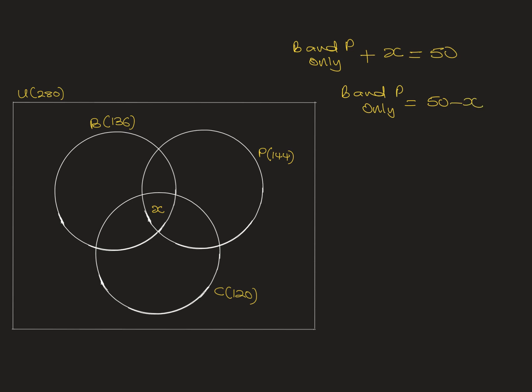You see that? This is how I'm going to find those studying biology and physics only. Remember that the 50 that is given to you is those studying biology and physics. So that could be those studying biology and physics only and those studying all the three subjects, because those studying all the three subjects are also studying biology and physics. That is why we have to subtract X from the 50 to know only this region here. I hope you are not confused.